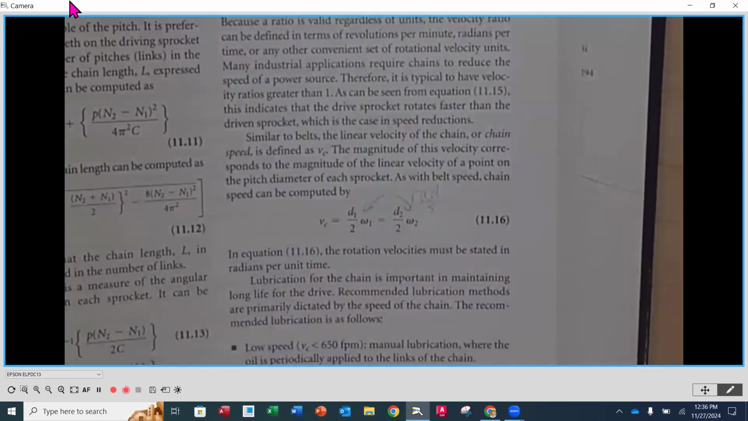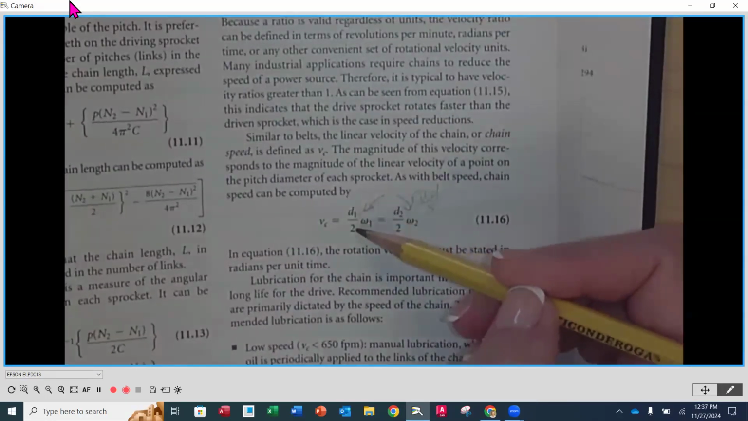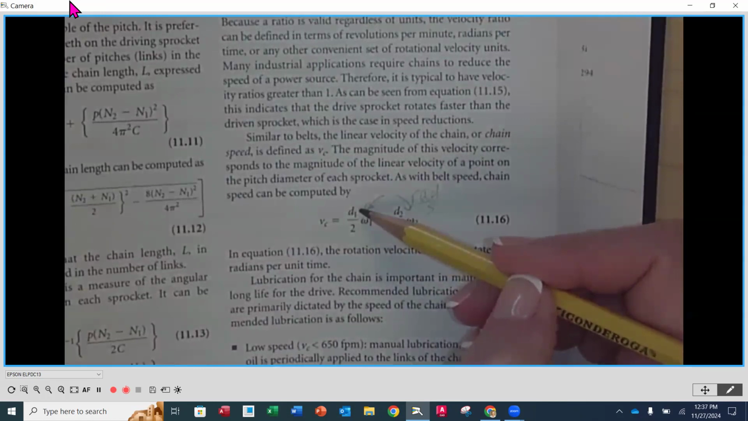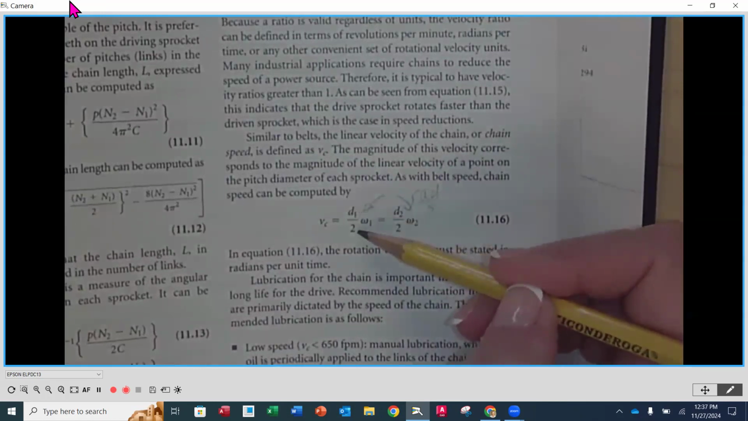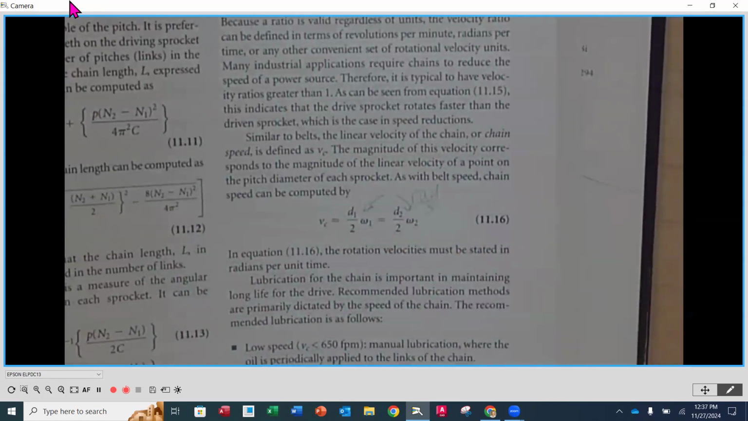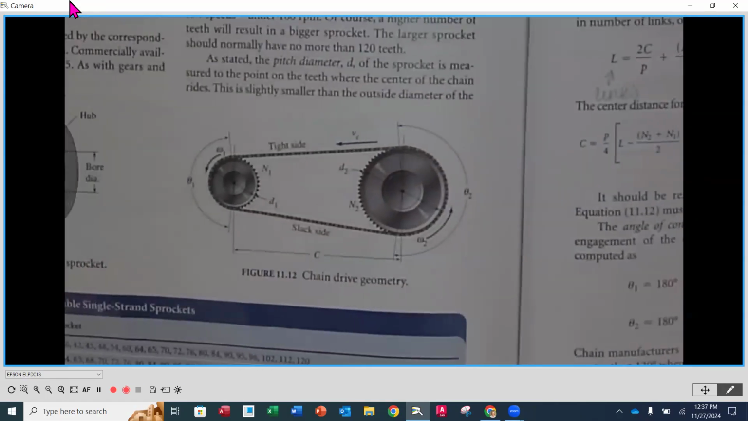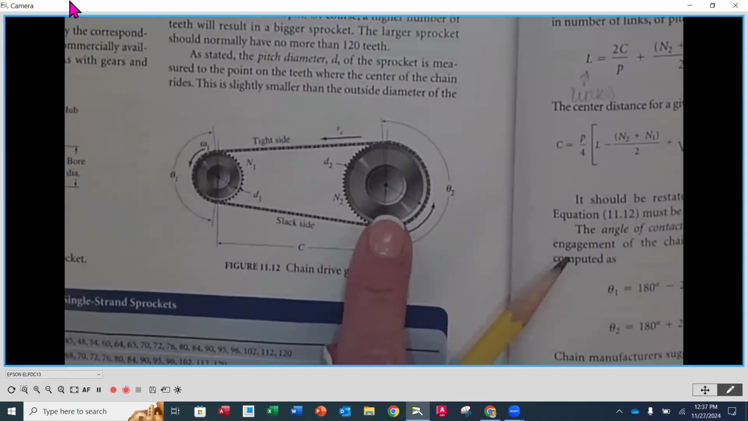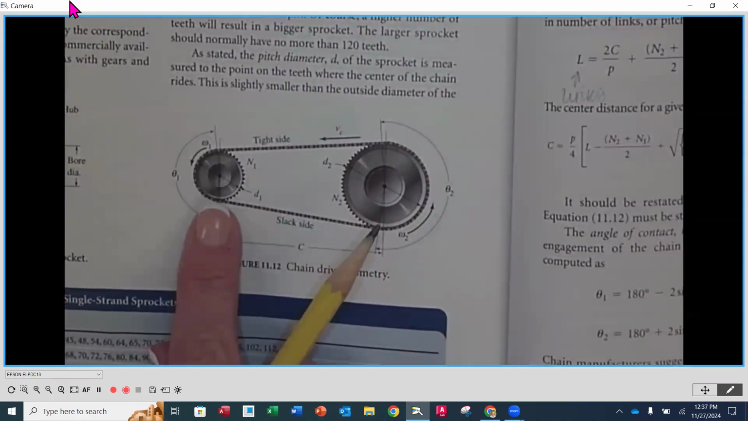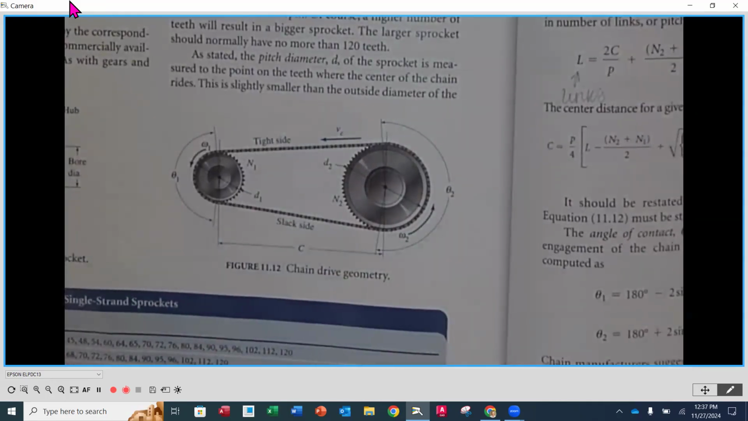It's going to be equal to the radius, which would be the pitch diameter of the driver divided by 2, multiplied by the angular velocity of that sprocket. Notice that the ones have to go together and the twos have to go together. You cannot take the angular velocity of 2 and multiply by the radius of 1. Make sure those are together. Sometimes you get balled up in the numbers and it can be easy to put the wrong one in the wrong place.